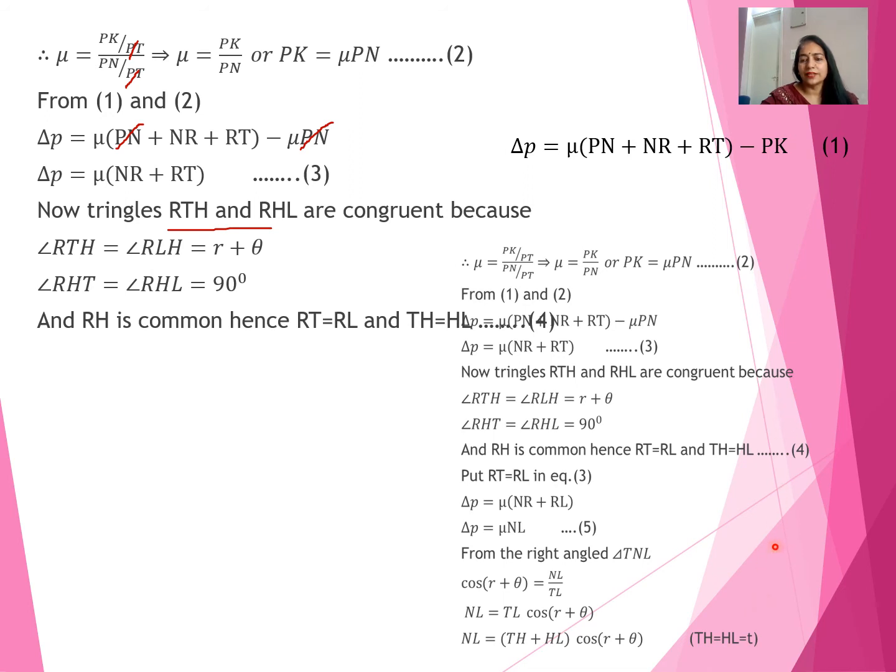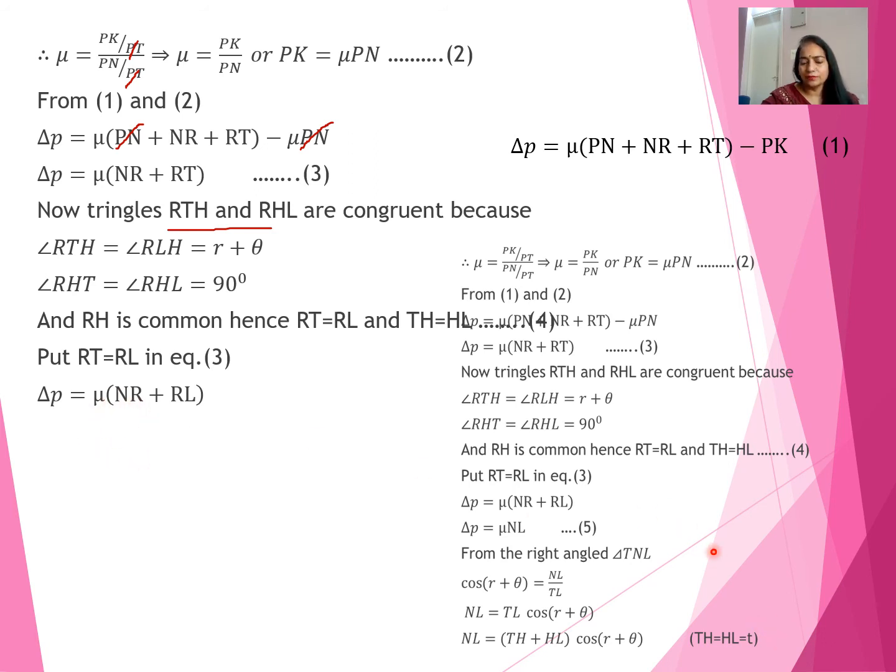And TH is the thickness of the film at this point. Suppose this thickness is t. So TH plus HL equals 2t. Put the value of RT equal to RL in equation 3. The path difference delta P equals mu times NR plus RL. NR plus RL equals NL. So now we want to calculate NL. If we calculate NL, then the path difference is calculated.